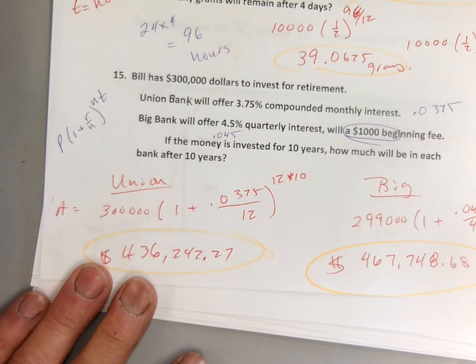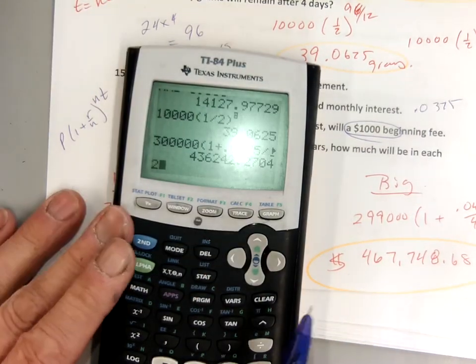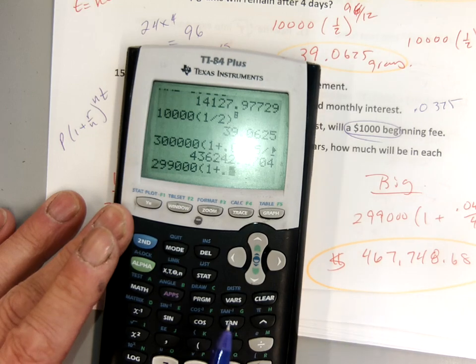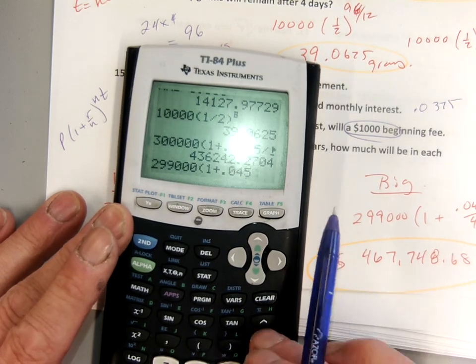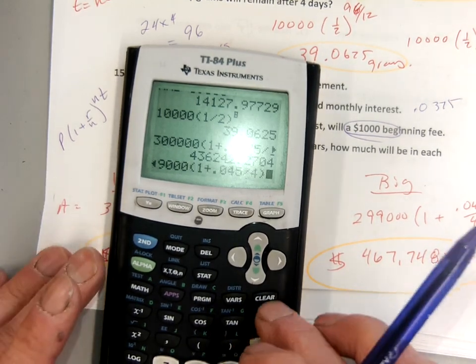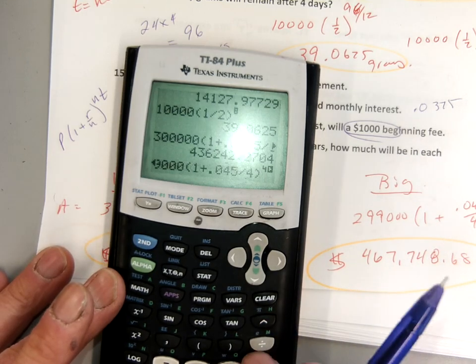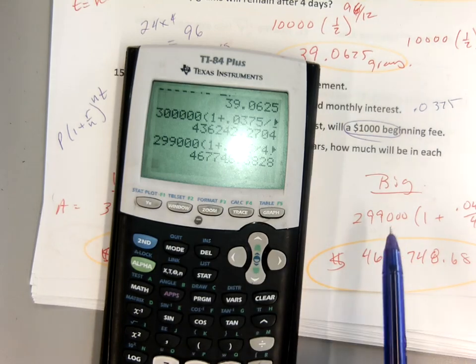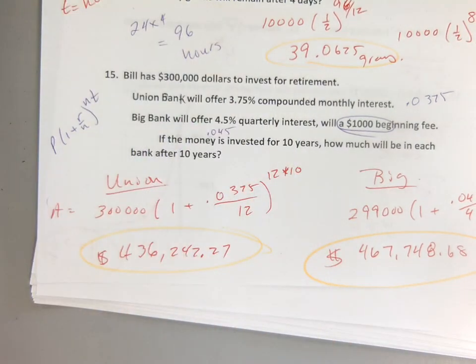You still end up making more money because the interest rate is higher. So when I put this in my calculator, I go 299,000 times 1 plus 0.045 divided by 4, because it's quarterly, to the power of 4 times 10 for 10 years. And I do get a bigger number because even though you have a fee, it still makes more money.